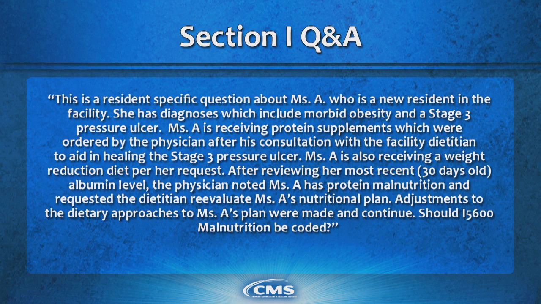After reviewing her albumin level from earlier this month, the physician noted Ms. A has protein malnutrition and requested the dietitian reevaluate Ms. A's nutritional plan. Adjustments to the dietary approaches to Ms. A's plan were made, approved by the physician, and have been updated on Ms. A's care plan. Should I5600 malnutrition be coded?